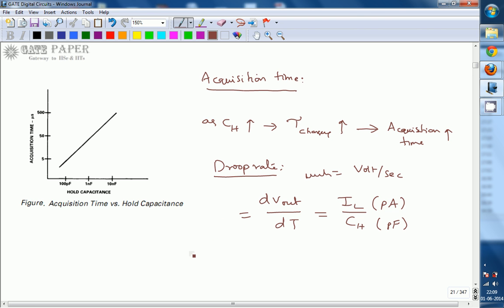From this equation we can say that as C_H increases, the droop rate decreases. As capacitance increases, the time constant increases. Whenever the time constant increases, the discharging rate reduces, so the droop rate reduces. So as the hold capacitor increases, acquisition time increases and droop rate reduces. This is our correct answer.